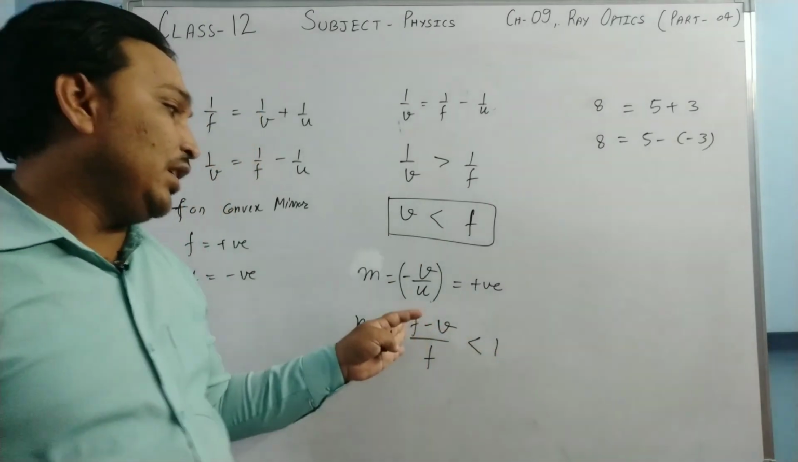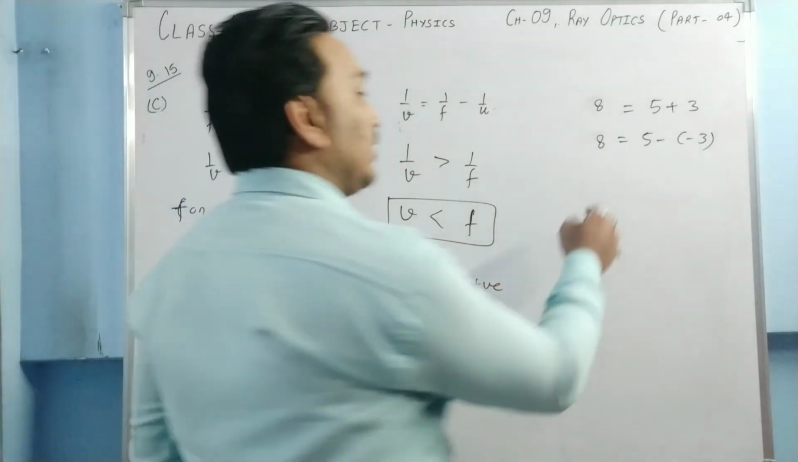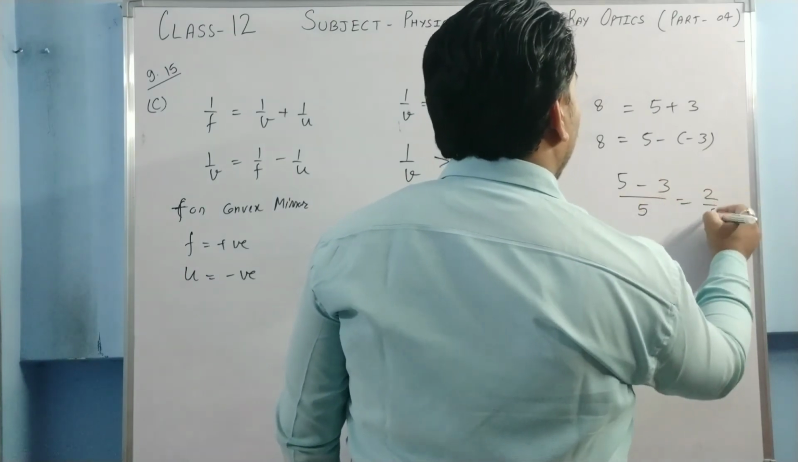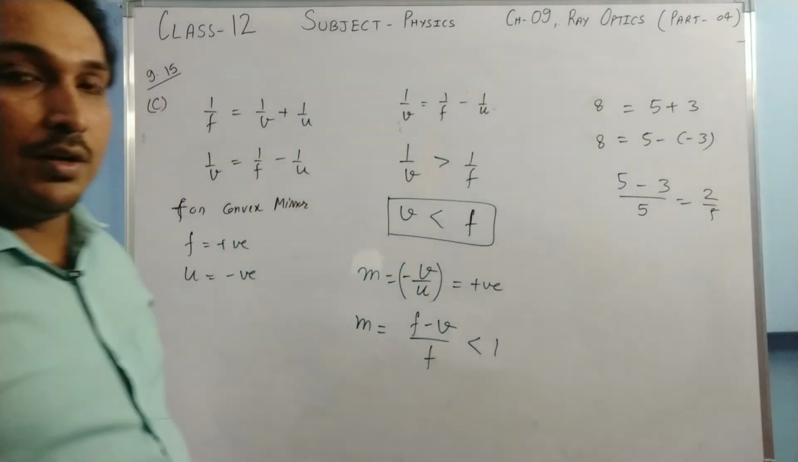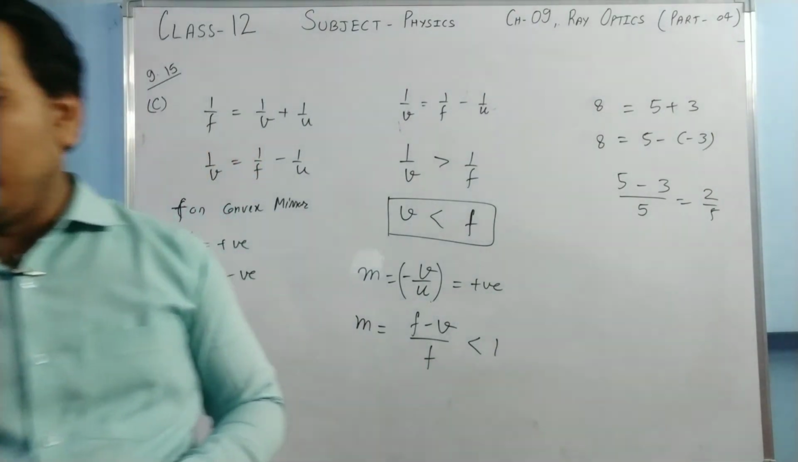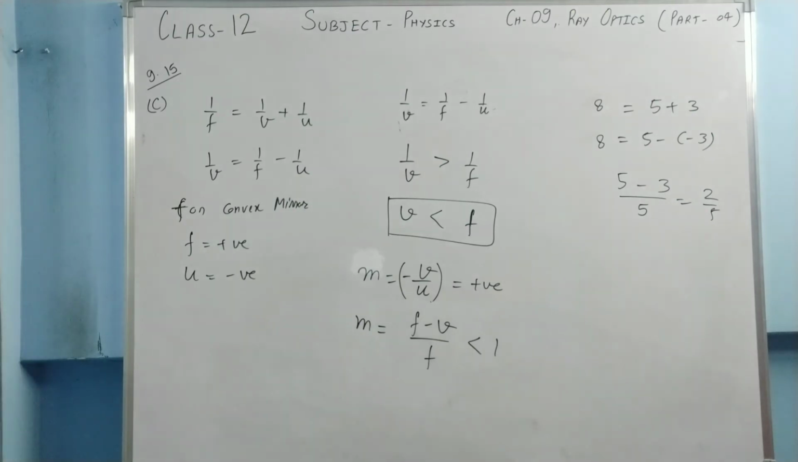Why? Because see this f minus v upon f, 5 minus 3 upon 5, it will be 2 upon 5. It is obviously less than 1. It is something like this. Okay. So magnification is less than 1. So it proves that the image should be diminished. So this is the solution of the third part.